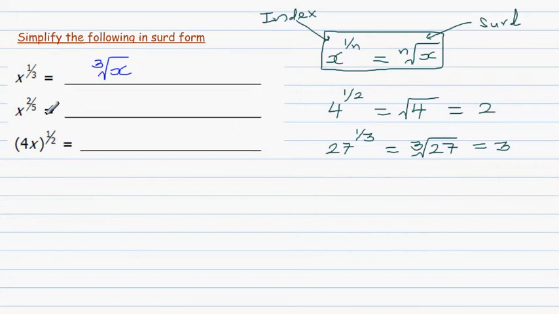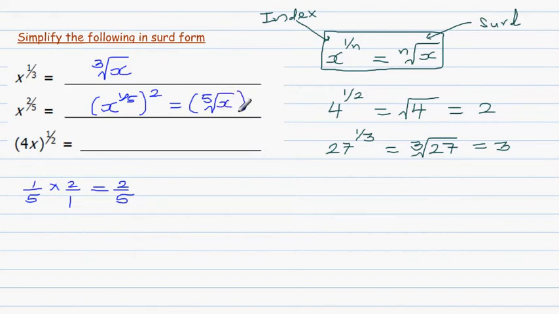Okay, so there's one more rule. So here, let me write it like this. x to the power 2/5 is the same as x to the power 1/5 raised to 2. 1/5 times 2, I hope you understand, is 2 over 5. So instead of writing 2/5, I can write this as x to the power 1/5 raised to 2. And what is x to the power 1/5? Well, that is the 5th root of x. So the 5th root of x to the power 2. You need only basically this rule, okay?